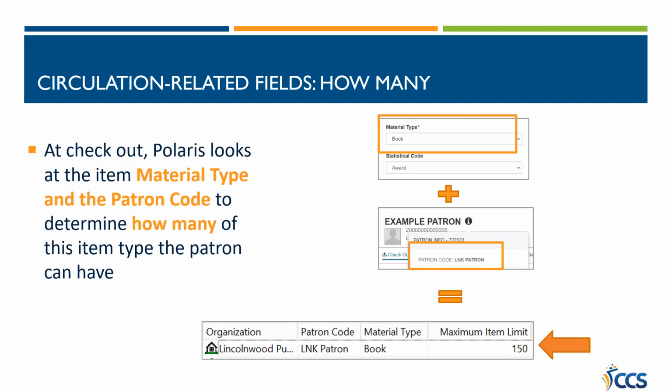So in our screenshots here, in our example, we have a patron with the code LNK patron checking out with a material type of book. When that item is checked out, Polaris looks at the rule given for that patron code and that material type together, and sees what the patron's limit is. In this case, the patron can have up to 150 book items checked out at a time. And that's how Polaris knows whether to allow the checkout or to throw up a material type limit reached block.